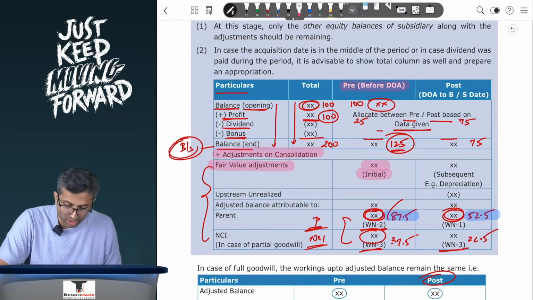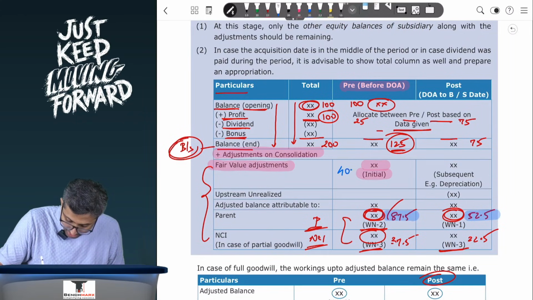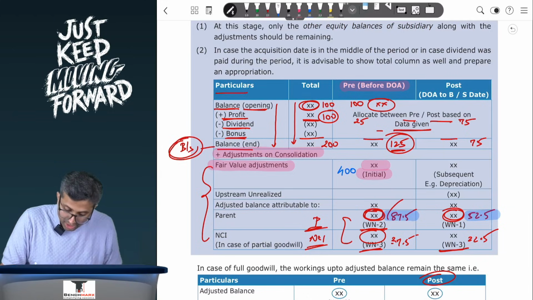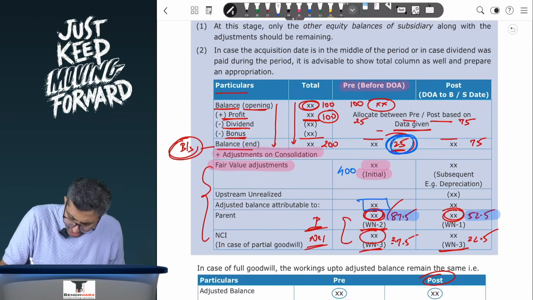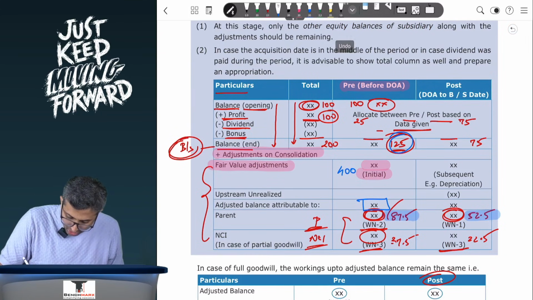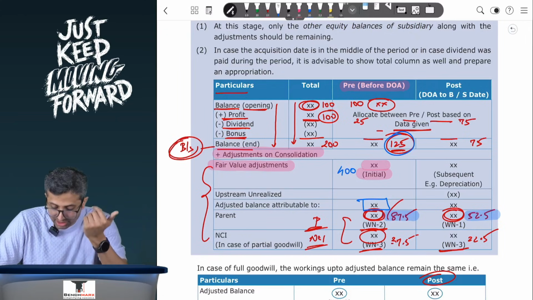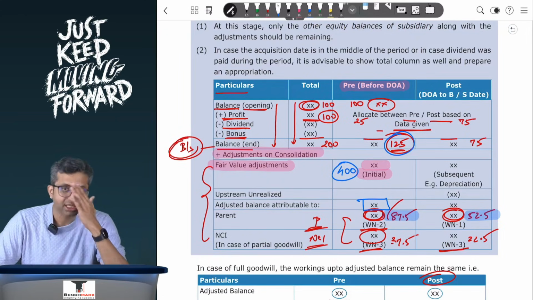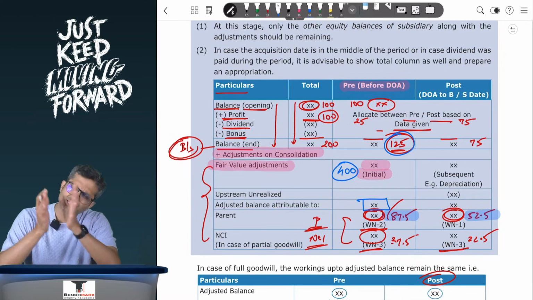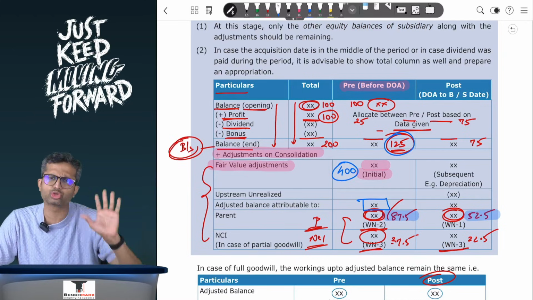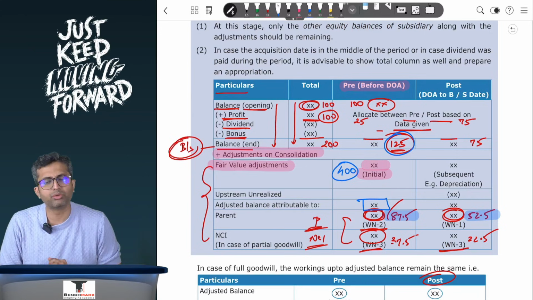For example, over here, your 400 might land up, and this will increase your adjusted balance. If I was earlier believing that it is only 125 worth of balance which was there on the acquisition, 125 may be there on the books, but you take over the fair value of the assets and liabilities, and hence 125 plus 400, that is 525, will be the adjusted balance. And that 400 is the share of the parent also, of the NCI also, and hence you will split between parent and NCI.